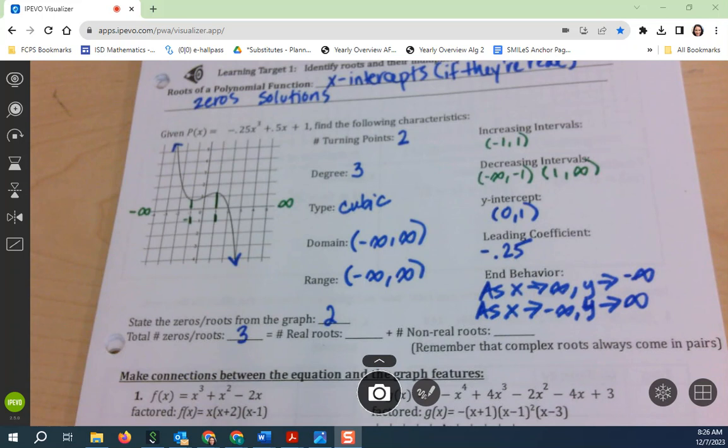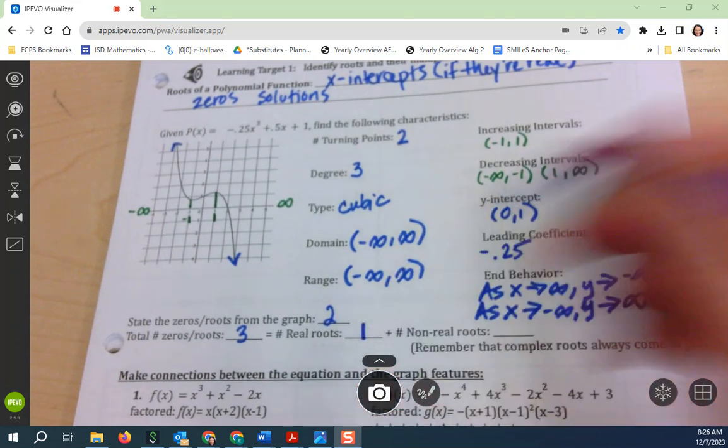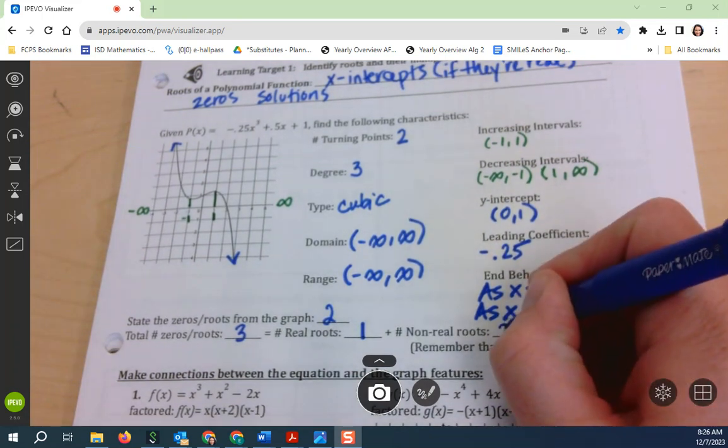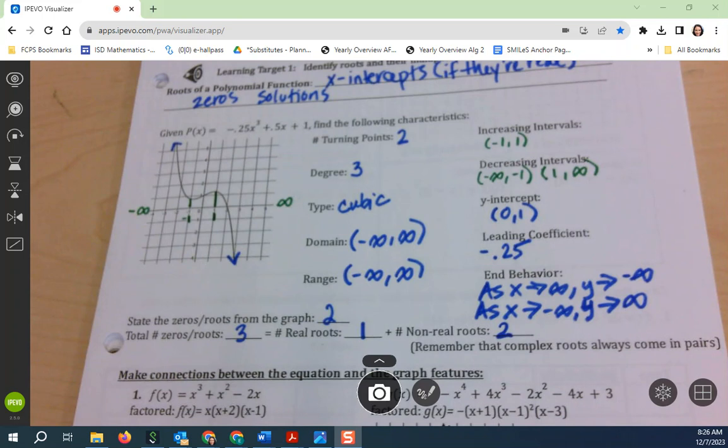How many of those 3 roots were real? Just one of them was real. All right, so I have 3 altogether. 1 is real. How many are imaginary? 2, the other ones. So they can only be real or imaginary. There are no other choices. All right, any questions on your warm-up?